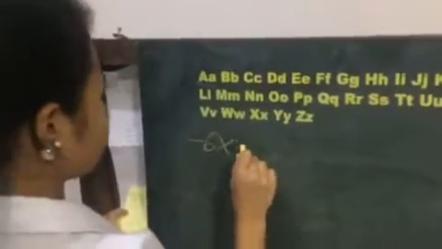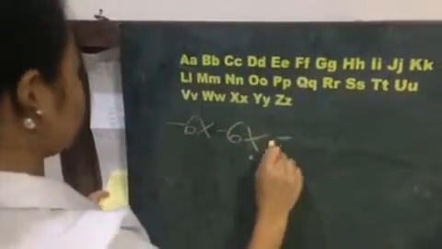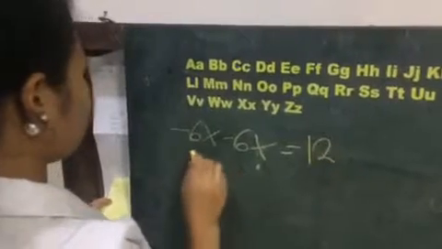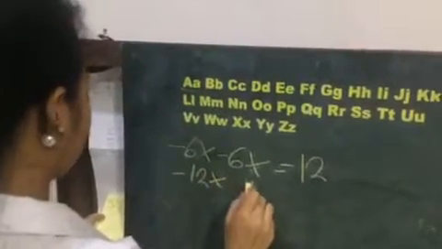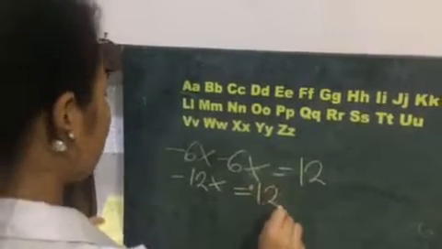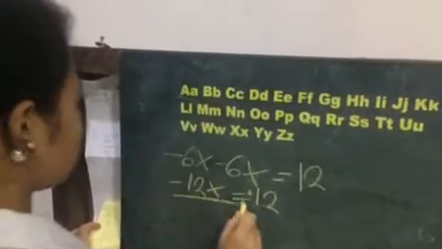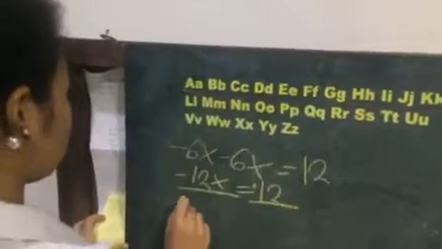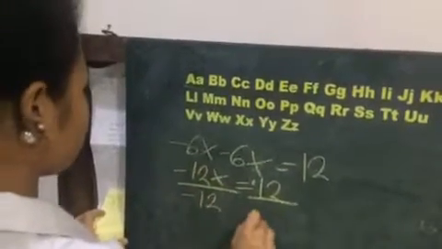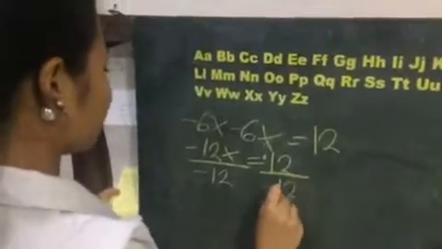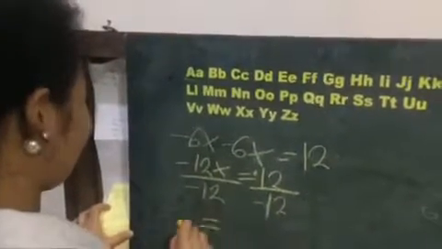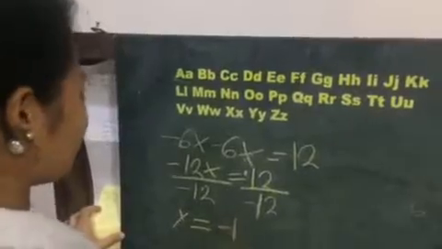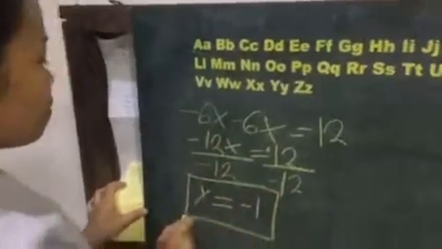So now let's have another equation. Negative 6x minus 6x is equal to 12. Since they have the same sign, we will add, so negative 12x is equal to 12. So we will apply the inverse property. Negative 12x divided by negative 12x, then 12 divided by negative 12. So our x is equal to negative 1.